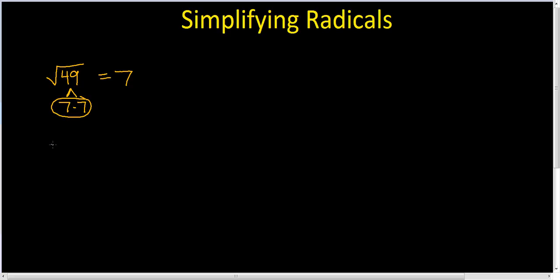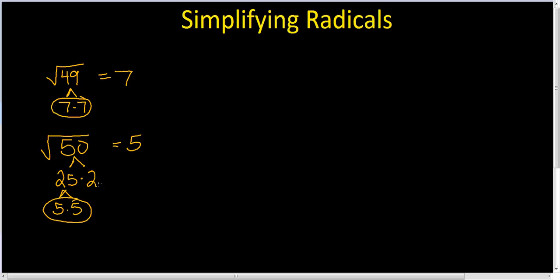So let's practice another one. Let's practice the square root of 50. 50 is the square root of 25 times 2. And 25 can be broken down into 5 times 5. So the square root of 50 can be simplified to 5, and then that 2 didn't have a duplicate, so we're just going to leave it inside the square root sign.